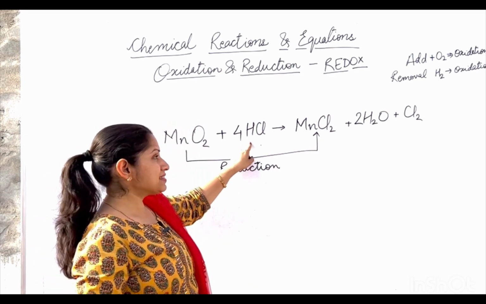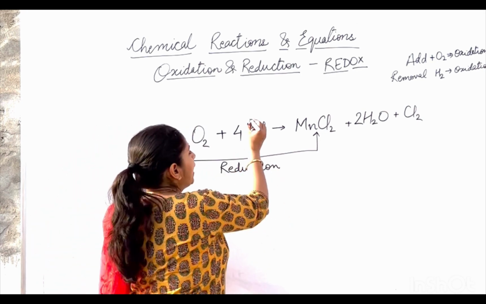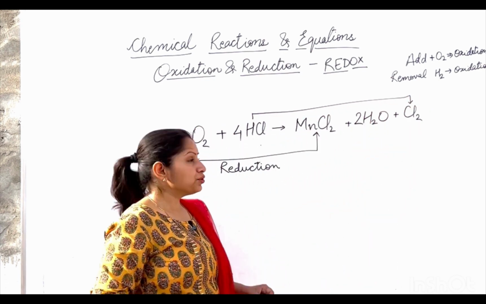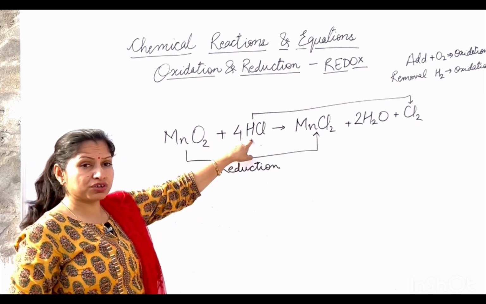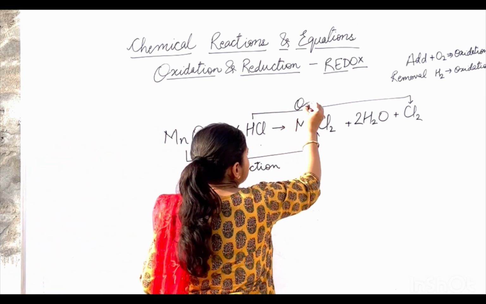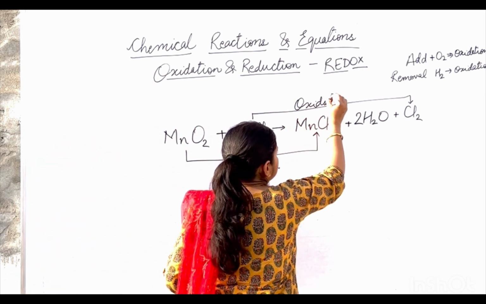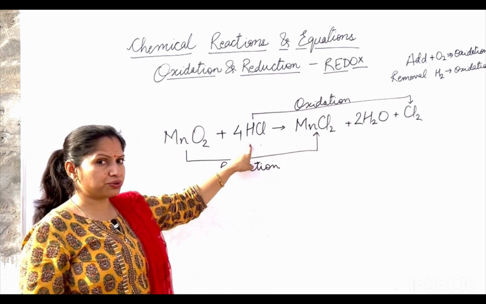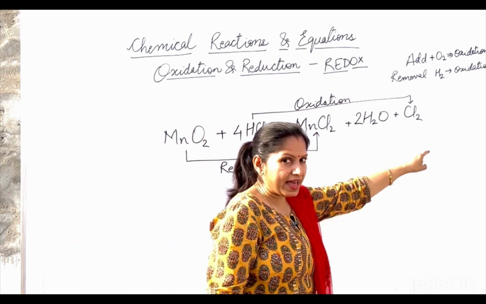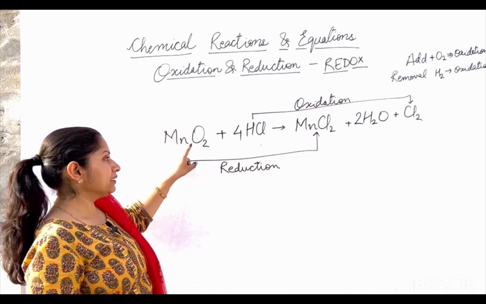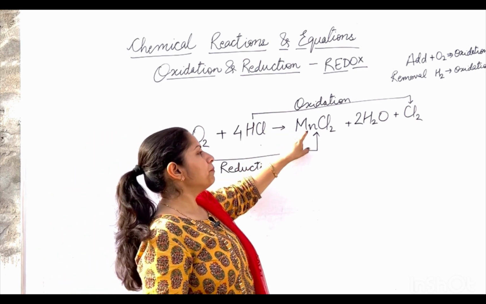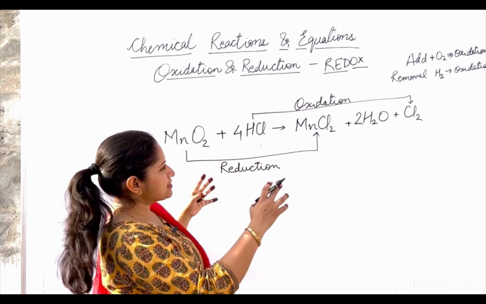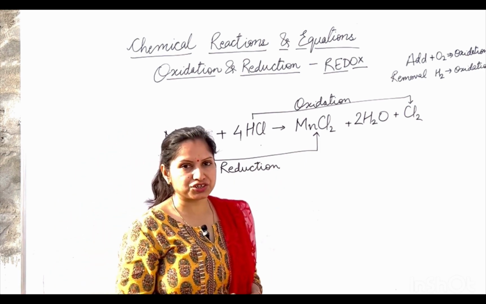So here from HCl, hydrogen is removed and what is formed is chlorine gas. Since hydrogen is removed, this is an oxidation. So there is oxidation of hydrochloric acid to form chlorine gas, and there is reduction of manganese dioxide to form manganese chloride. So these are the examples of redox reactions.